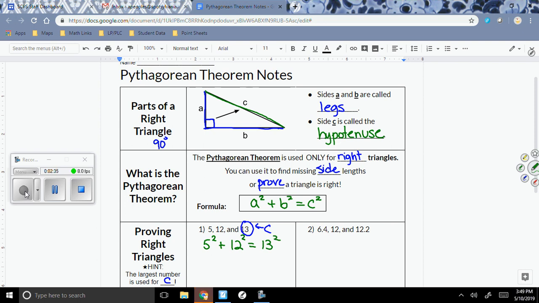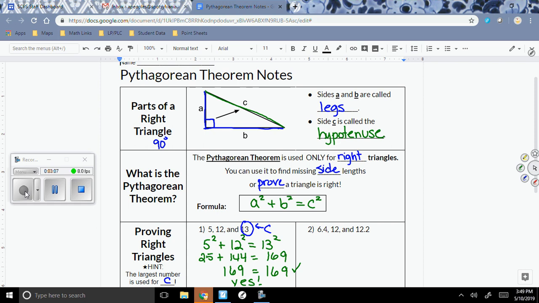So now I'm going to go ahead and start solving this and see if it works out. So 5 squared equals 25. 12 squared is 144. And 13 squared is 169. And now I'm going to add those two numbers together. So 25 plus 144 is 169. It does equal that 169, so that works out. So that means that yes, those three numbers make a right triangle.